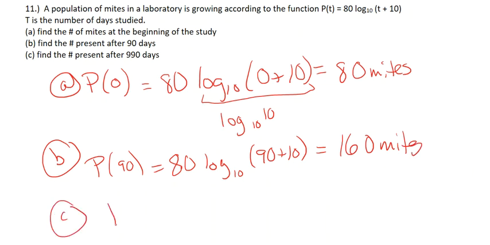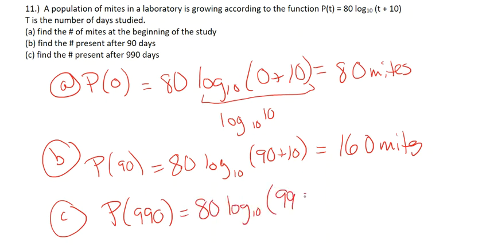And then finally, we'll do the same thing after 990 days. Again, you're going to plug this into your calculator. So 80 times log, and then add the 990 plus 10, which is 1,000, and you get 240 mice.